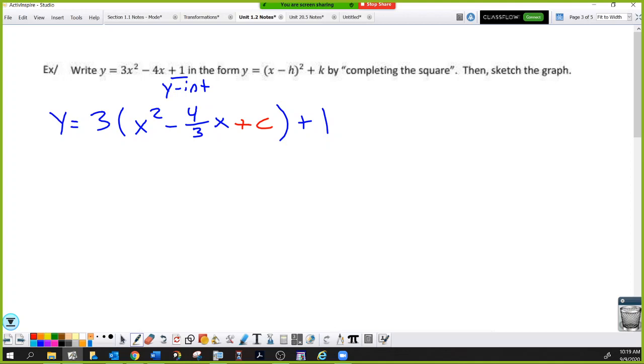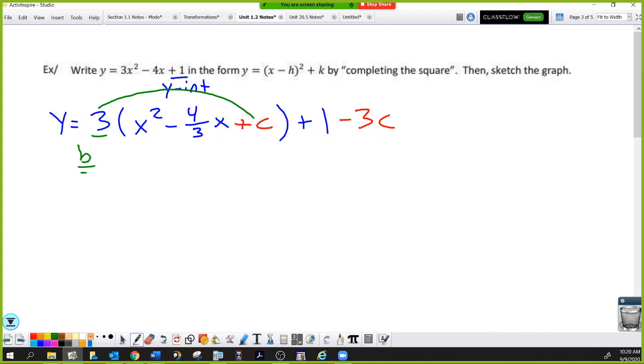But I can't just write -c on the outside because of this 3. You see, if you were to distribute that 3, you would actually have a +3c, which is why I'm going to write -3c right there. Now I've essentially done nothing. If you distributed the 3, you'd have a +3c and a -3c, and those cancel out to give you nothing, which means you have not altered your equation. Finding that c value is not going to be pretty, though.